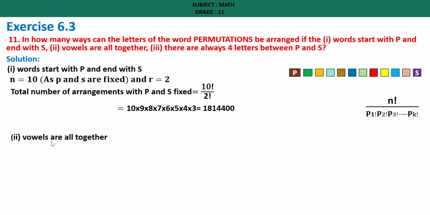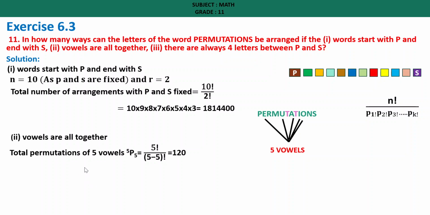Let us solve: vowels are together. Vowels are together means here E, U, A, I, O are there. So 5 vowels are there. So the total permutations of these 5 vowels we can write as 5P5. That is 5 factorial divided by (5 minus 5) factorial, which is equal to 120.